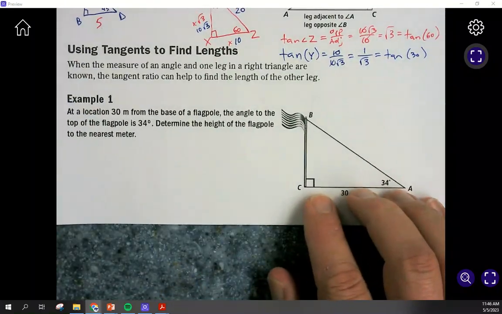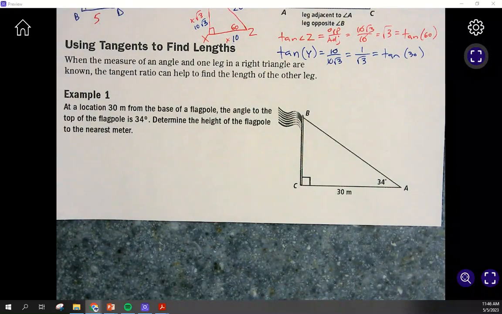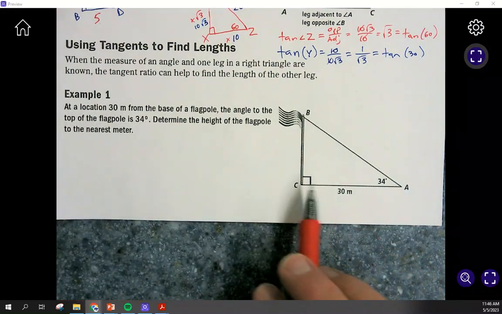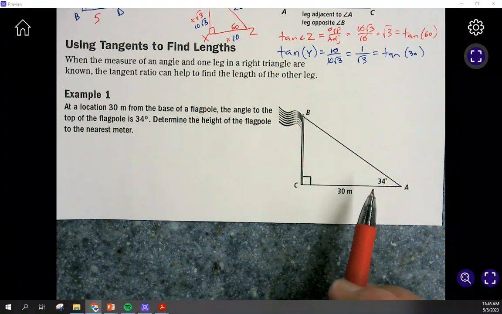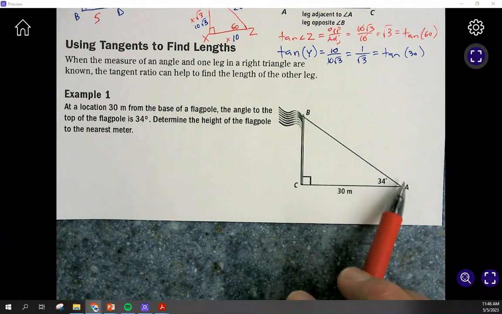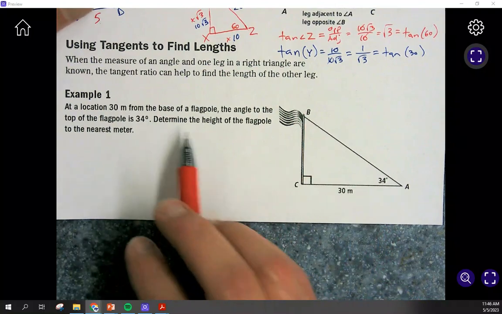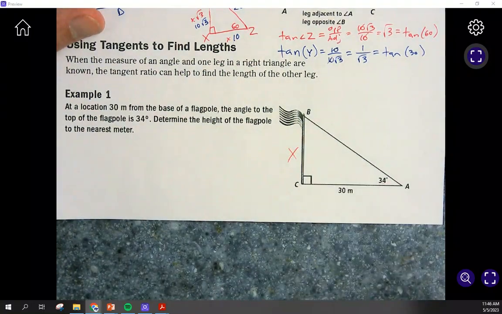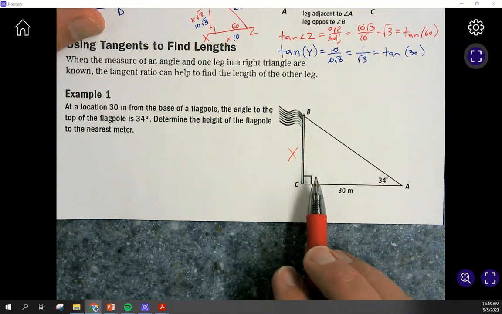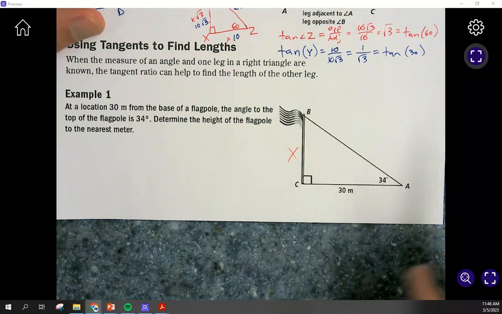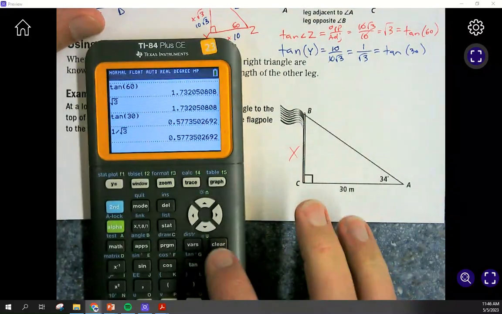Now let's look at how this relates to just every right triangle. And again, it's only in right triangles. So we're at a location that's 30 meters away from the base of the flagpole. The angle to the top of the flagpole is given here as 34 degrees. We're going to determine the height, so let's call it x. That's what we're looking for. We're going to do this two different ways, so we're going to use this other angle as well. So remember, the angles of a triangle always add up to 180.